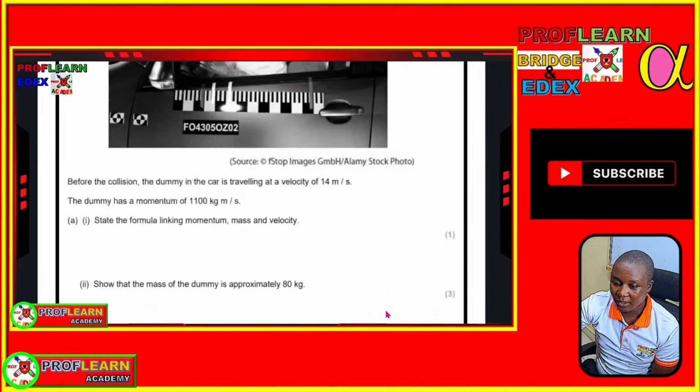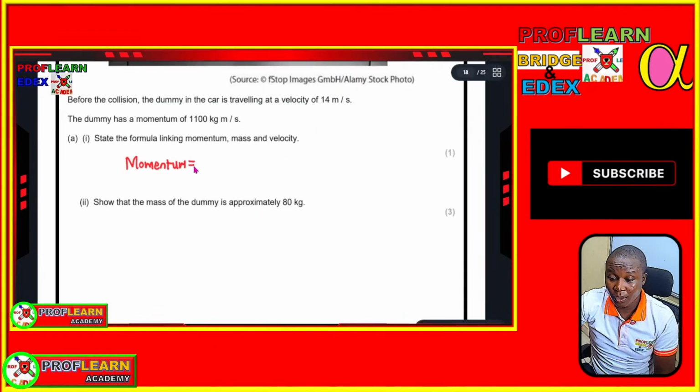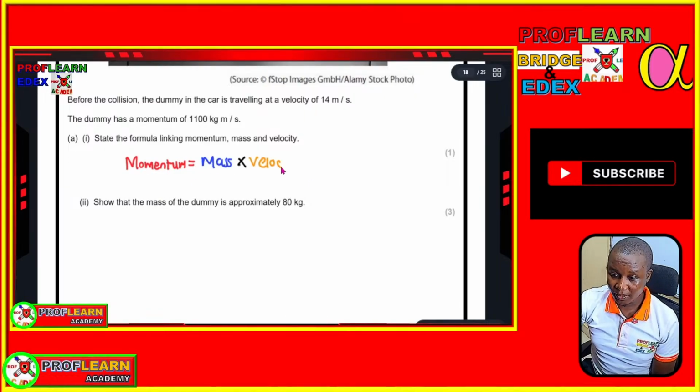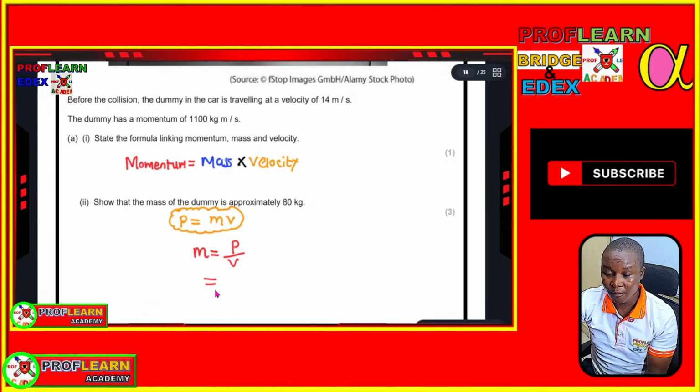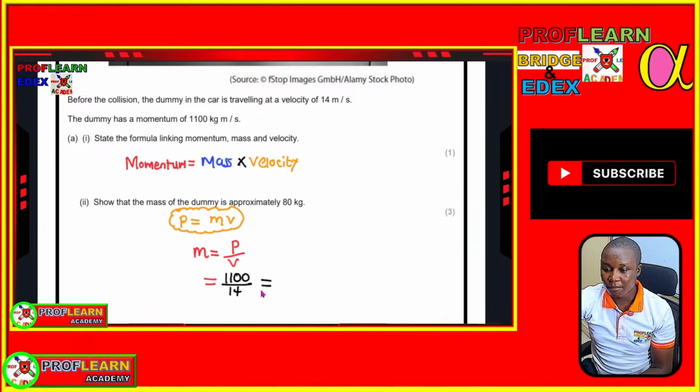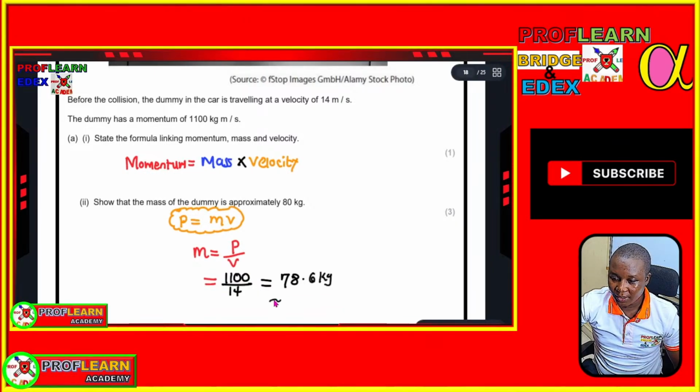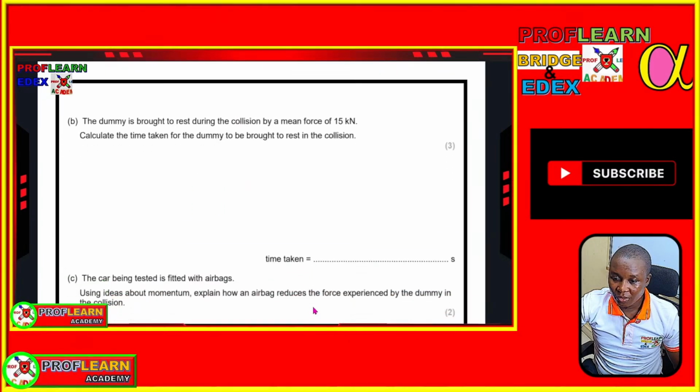Now the next area is about momentum. You need to understand the formula you can use to work out momentum. Also, you need to understand how you can calculate the mass, because if you are given momentum and you are given the velocity, you can make m the subject of the formula in order to work out the mass, in this case, which is approximately 80 kgs. Moving down, we are supposed to calculate the time taken. So this is Newton's second law of motion, that force is equal to the rate of change of momentum.